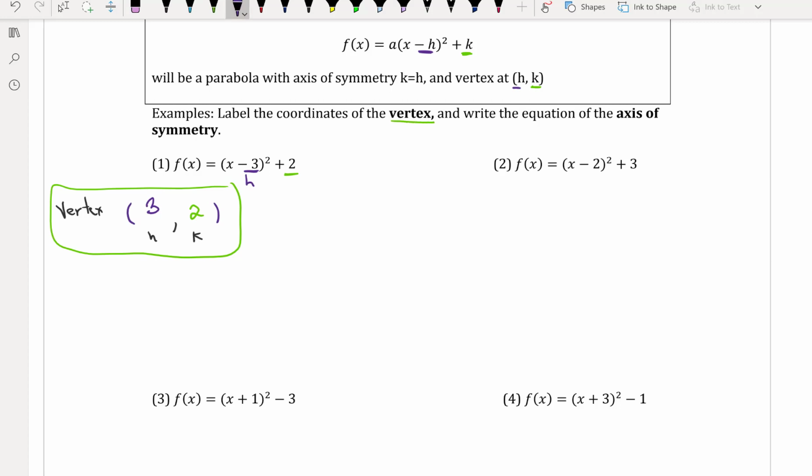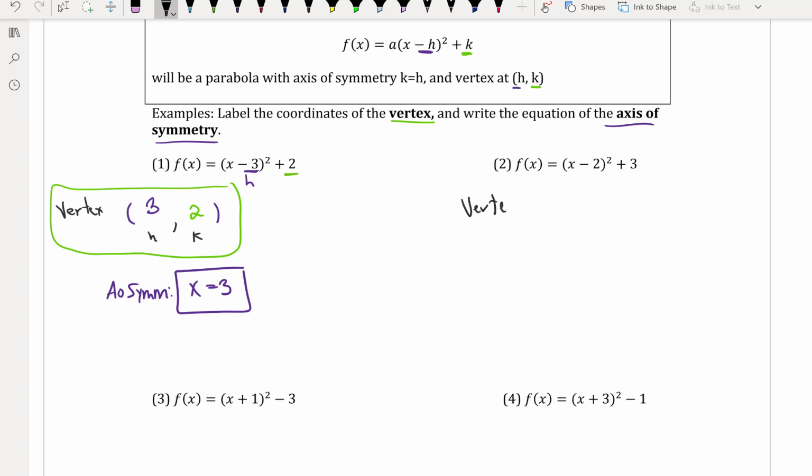Now the other thing it wants me to label is the axis of symmetry. I have it as x equals whatever that h value is. That h value is positive 3, so I'm going to say that x is equal to a positive 3. Okay, so we're just going to keep doing this, making sure that we understand how to identify the vertex and the axis of symmetry.